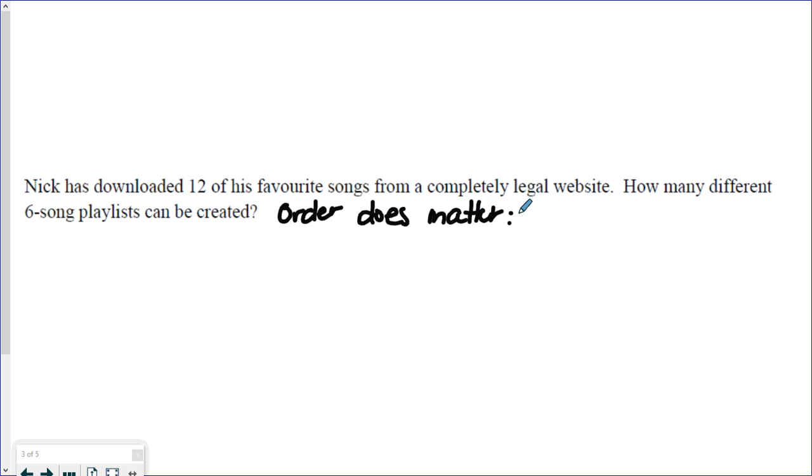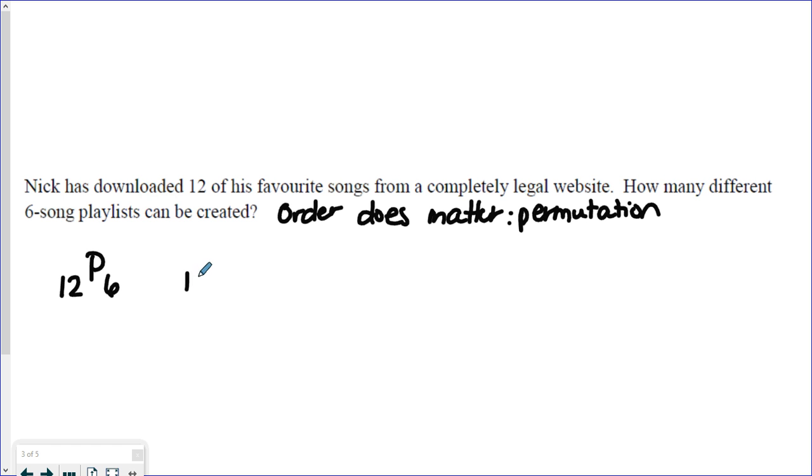So we have a permutation. How many different 6-song playlists can be created? Again, we have 12 possible songs, and we want to make a playlist from 6 of them. So we have 12 objects, which are our songs, and we're choosing how many different ways we can arrange 6 of the 12 songs. So we can put that in our calculator.